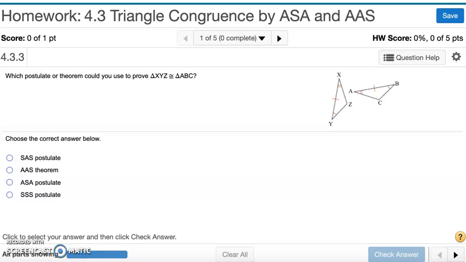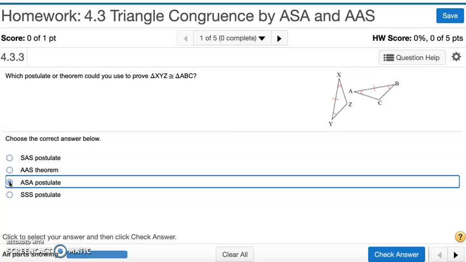4.3. Triangle congruence by angle side angle and angle angle side. Number 1. Which postulate or theorem could you use to prove triangle XYZ is congruent to triangle ABC? Well, looking at the pattern, we have two angles and a side included between them. So angle side angle would be the postulate for number 1.